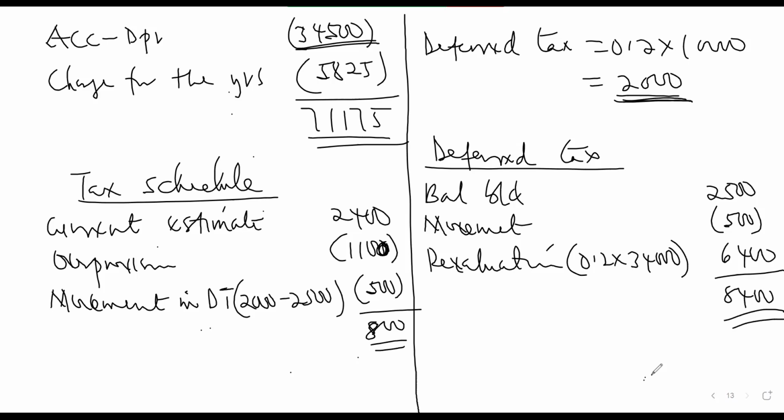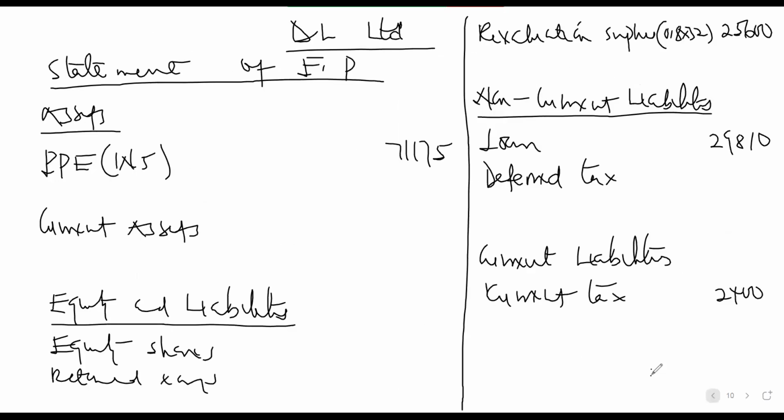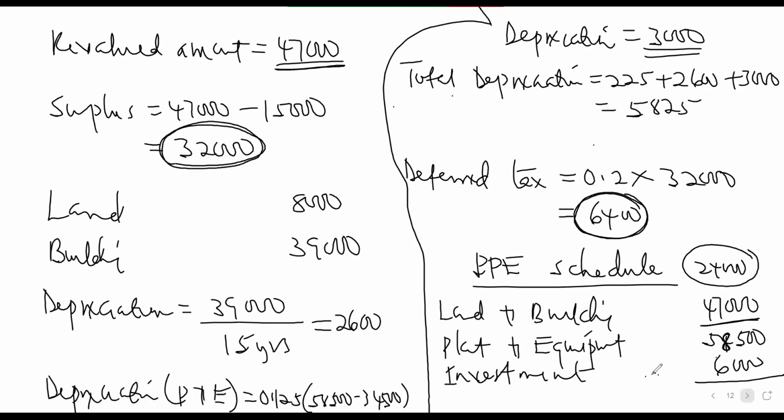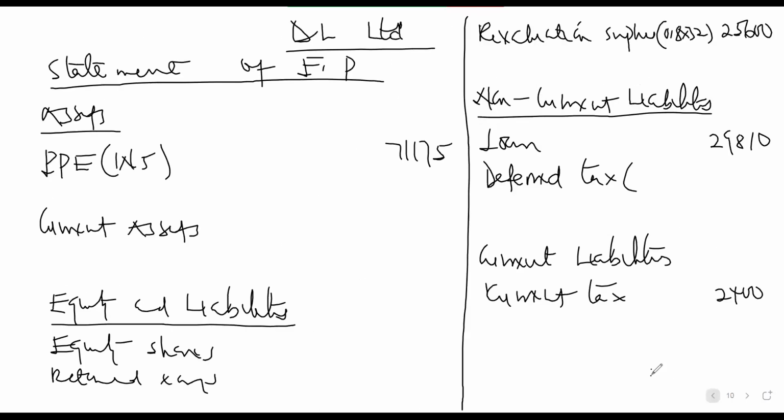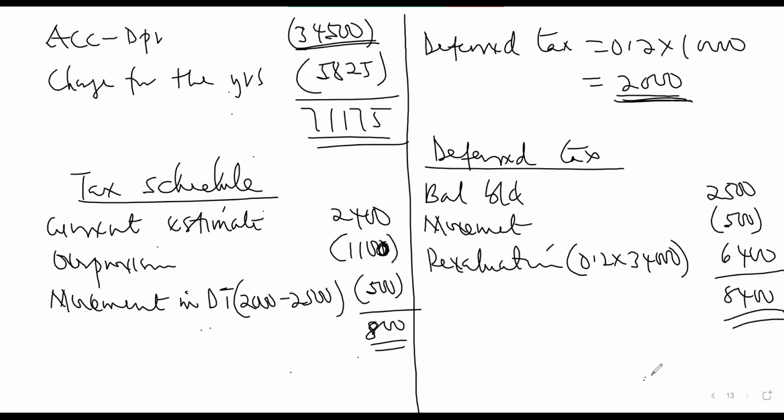It's 6,400. 0.2 times 32,000. So the deferred tax, you can say working 6, then you bring your 8,400. I've written 34,000 instead of 32,000. Sorry, it should be 32.